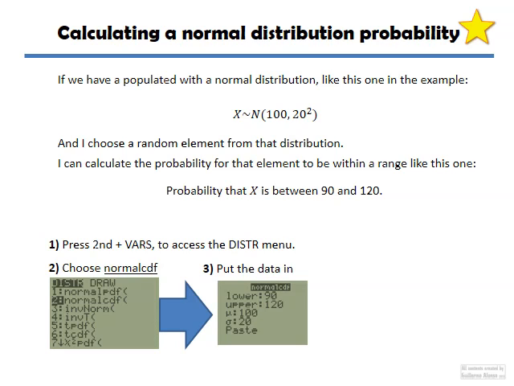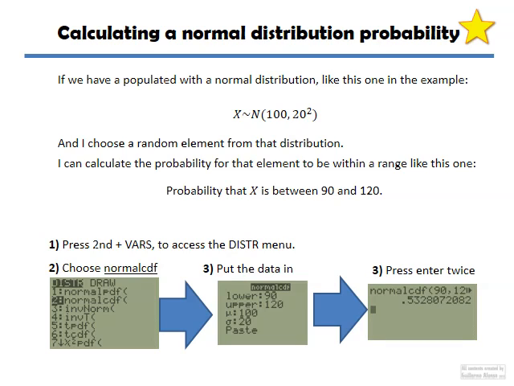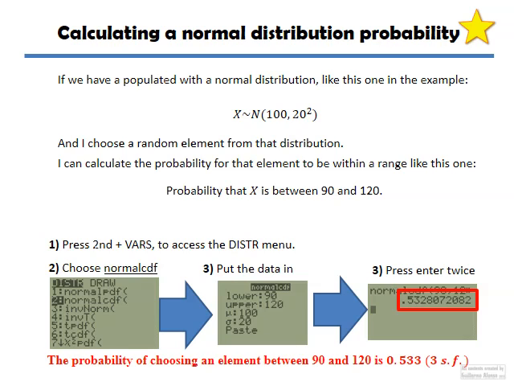Just put the data in. Your lower bound is going to be 90. Your upper bound is going to be 120. Put the mean, put the standard deviation, press paste, enter again, and you get the probability. So the probability that if I pick somebody completely random in the street, their IQ is between 90 and 120 is 0.533, rounded to 3 significant figures. And that's how it works.